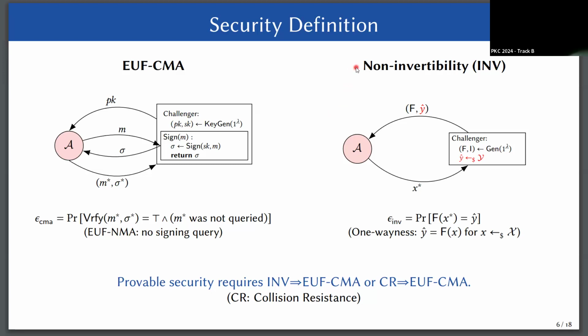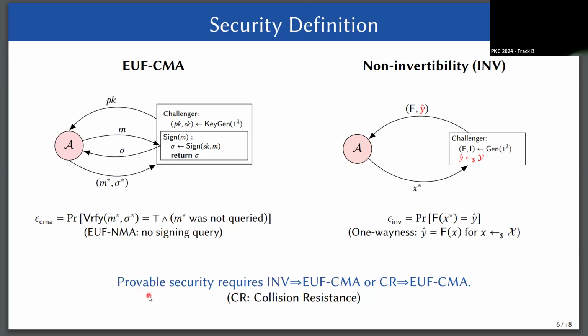Non-invertibility is a security definition for the trapdoor function. The adversary is given f and a randomly chosen y hat, and tries to find x star such that f of x star equals y hat. There's another definition called one-wayness, almost the same, but there's a difference in the way of choosing the challenge. In one-wayness, x is randomly chosen and y hat equals f of x. In most cases, we use non-invertibility in the security definition of the trapdoor.